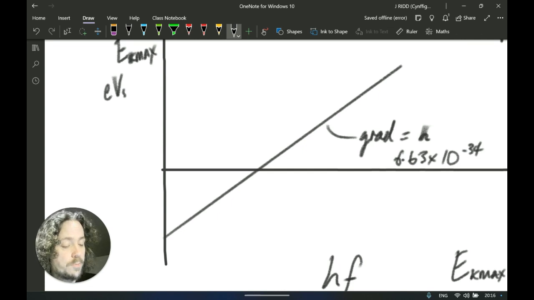We also need to appreciate this down here, the intercept on the y-axis. Now this here is psi, or the work function.